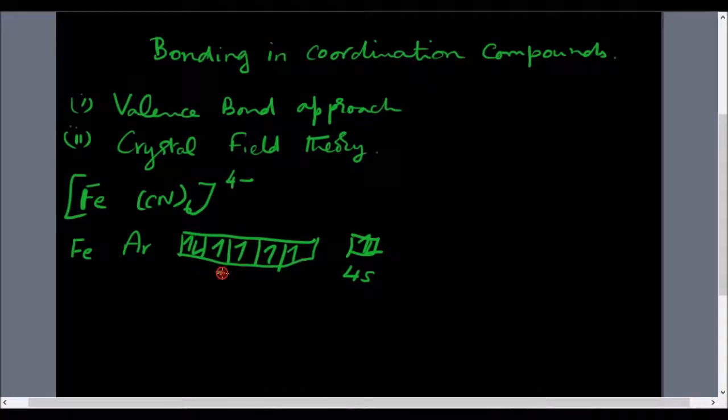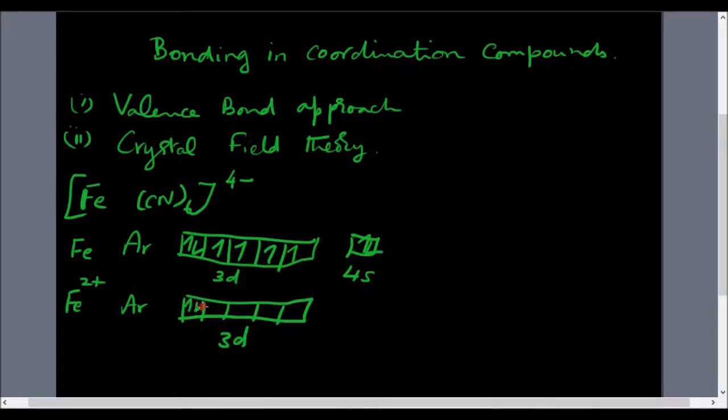But I have written 4s after 3d because, as you know, while removing the electrons, they are removed only from the outermost orbital. So the electrons from 4s will go away first. So I have written it in this order. For the electronic configuration of the Fe2+, it will be Ar with 6 electrons in 3d, and as we said, 2 electrons have gone away from the 4s orbital, so the 4s will be vacant.